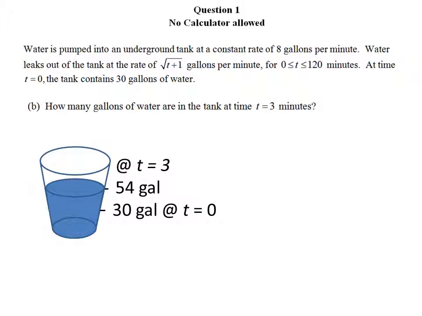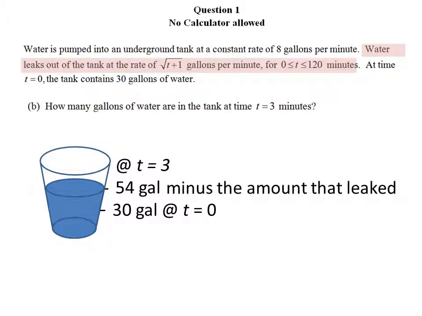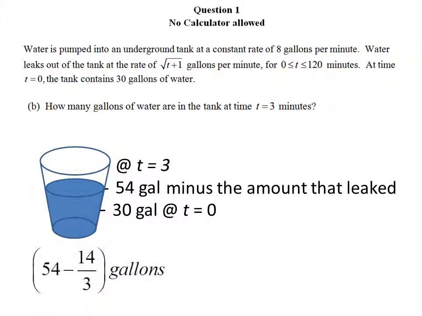But we also have to factor in how much has leaked out. So from this 54 gallons, we'll subtract the amount that leaked out. And we had previously shown that that was 14/3 gallons. That's a perfectly acceptable way to present the answer. Or 40 1/3 gallons is okay too.